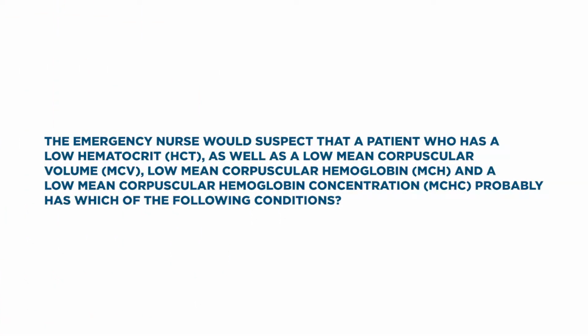Let's look at an example. The emergency nurse would suspect that a patient who has a low hematocrit, as well as a low mean corpuscular volume, a low mean corpuscular hemoglobin, and a low mean corpuscular hemoglobin concentration, probably has which of the following conditions?